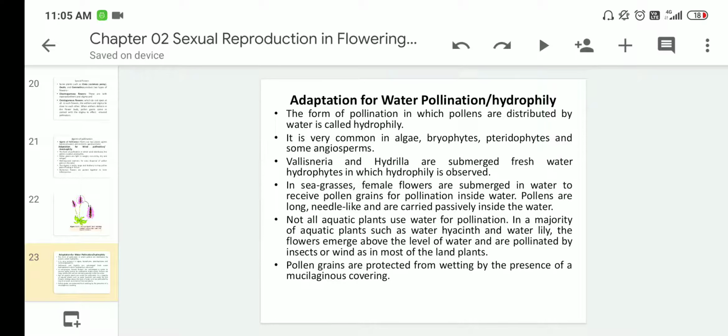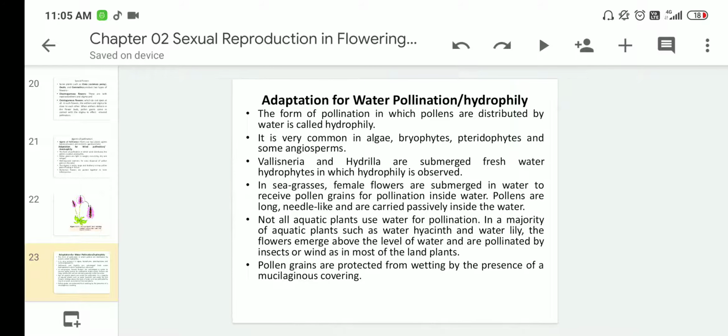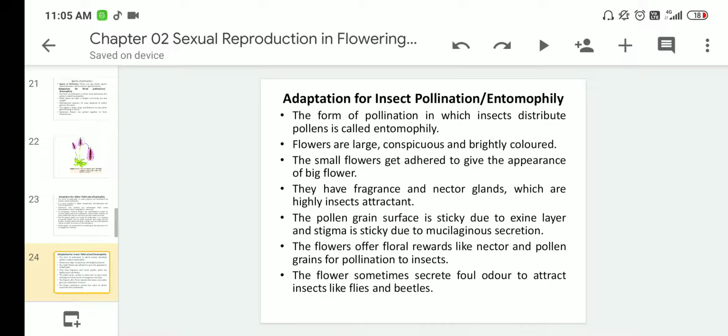In hydrophilous flowers, pollen grains are protected from wetting by the presence of mucilaginous covering. Otherwise, it will be difficult for them to be transported through water.